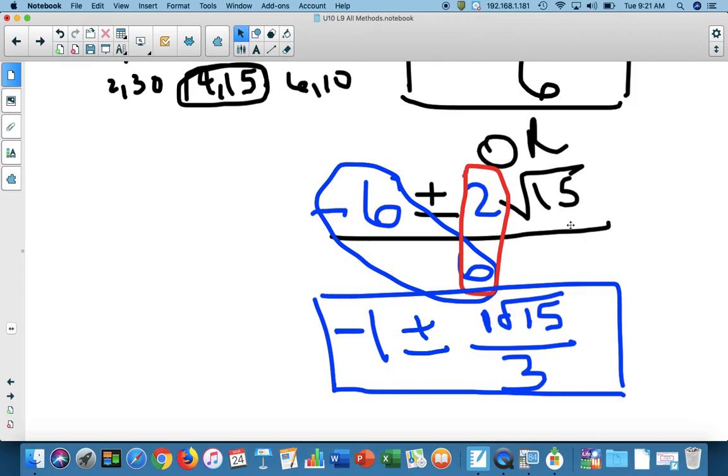All right, so that's the quadratic formula. Let's look at our next method now.